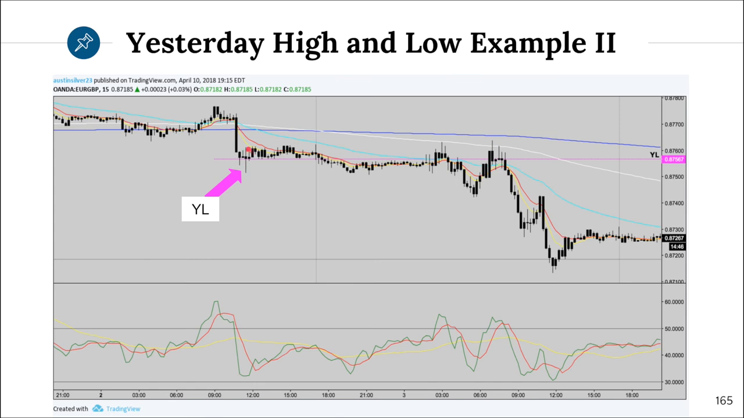Another example here, yesterday's low marked at this body here, held here. We can see it consolidates through Asia, tries to move higher, can't break the 200 EMA, breaks under yesterday's low, retests yesterday's low, moves right off of it again.